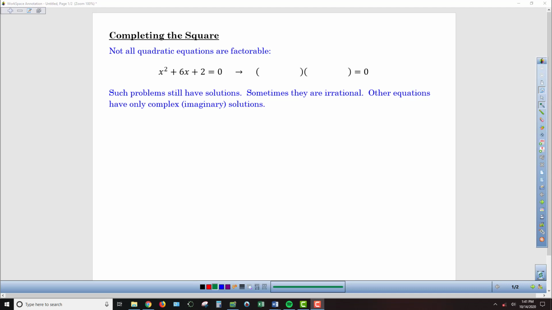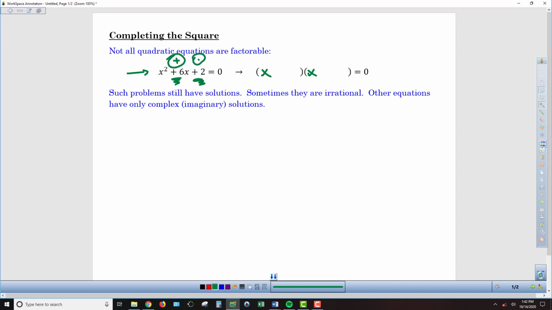Not all quadratic equations are factorable or can be solved by using square roots. So for example, for this one here, we've got x squared plus 6x plus 2 equals 0. We're fortunate there's no coefficient in front of the x squared, so if you're going to try to factor it, I'd put an x as the first piece inside of each set of parentheses. We then look to see that we're multiplying to make 2, but adding to make a positive 6.